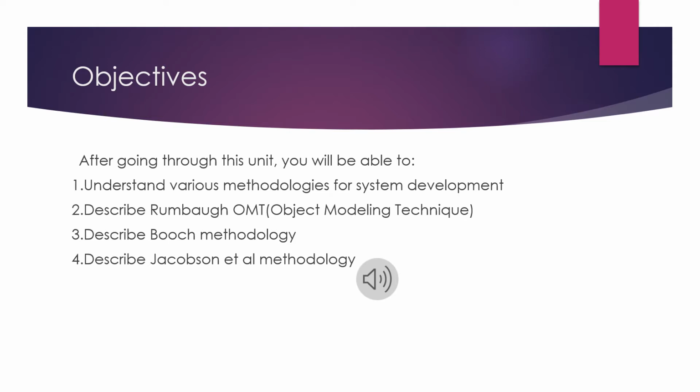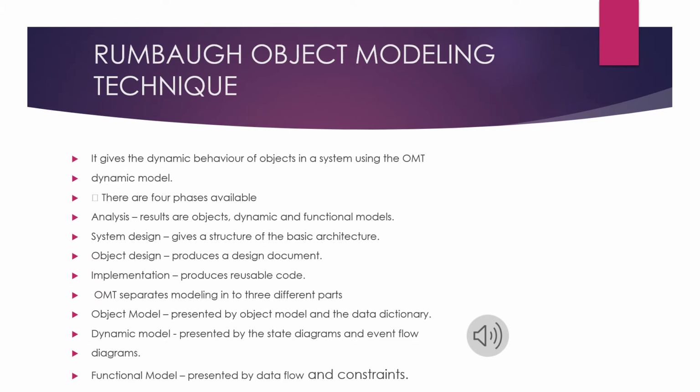Let's see the Rumbaugh OMT model. The Rumbaugh object modeling technique gives the dynamic behavior of objects in a system using the OMT dynamic model. There are 4 phases available: analysis, system design, object design, and implementation. Analysis results are the object, dynamic and functional models.